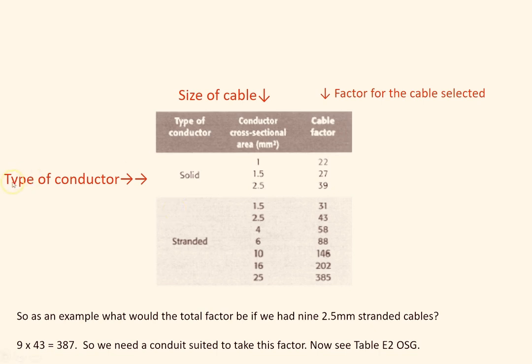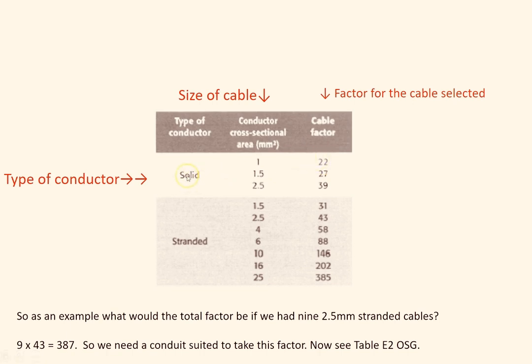And so at this side, I've got the type of the conductor. So is it a solid conductor or is it stranded? Now that's to do with the construction of the cable itself. Then I've got the size of the cable, from 1mm solid to 2.5 solid, and then it goes from 1.5 all the way to 25mm in stranded. And at this side I've got the factor of the cable selected. So a solid 1mm cable would have a factor of 22.